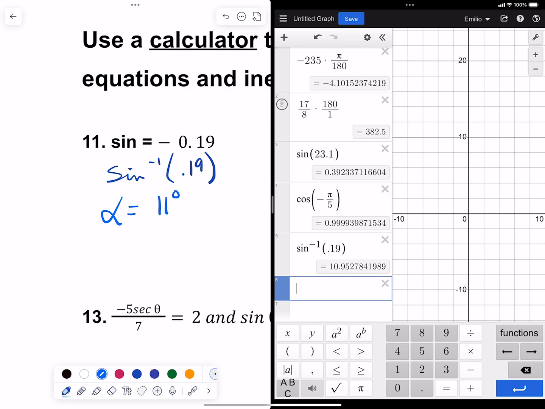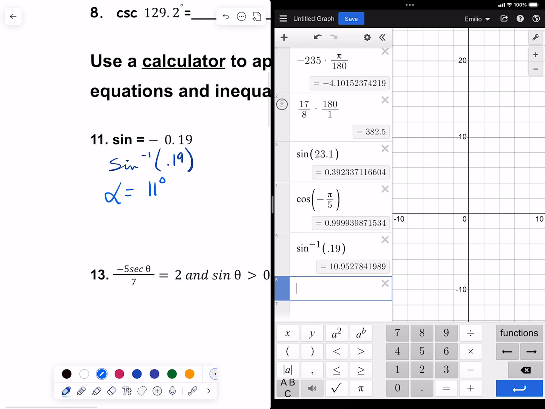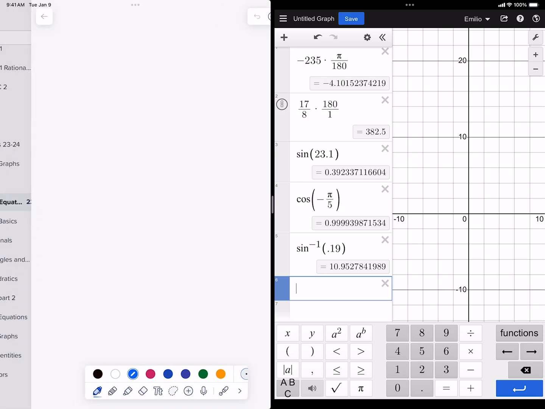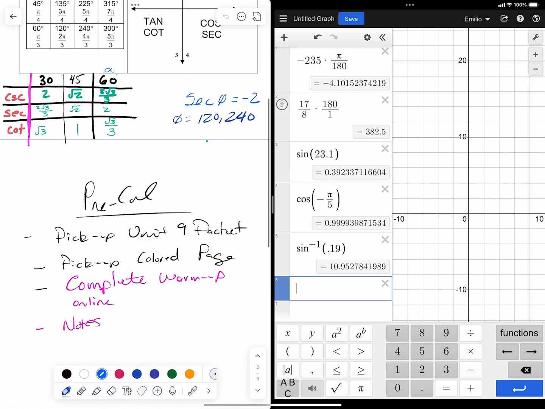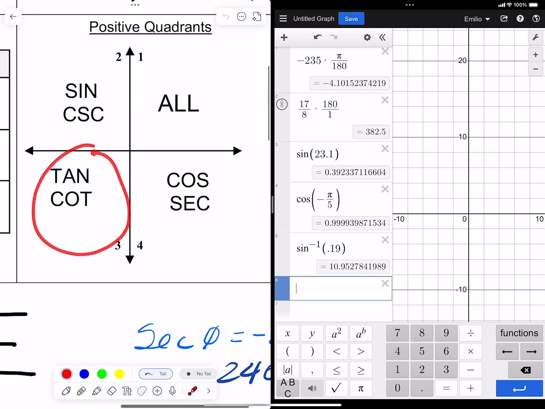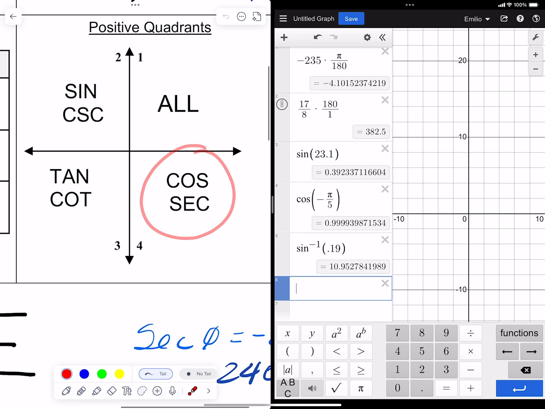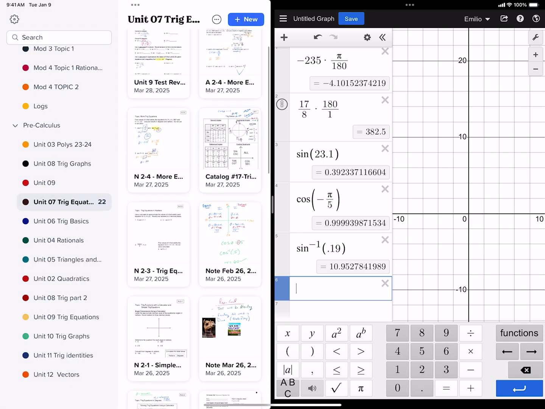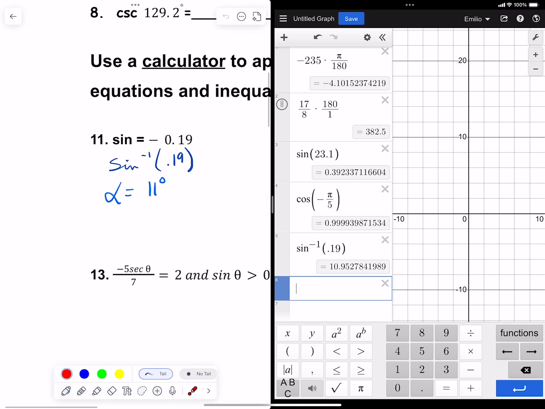Okay, so now, because sine is negative, we're gonna use our chart right here. So sine is negative in quadrants 3 and 4. So that's what we want. So this is where we'll use that. So we're going to come here and we want quadrants 3 and 4.